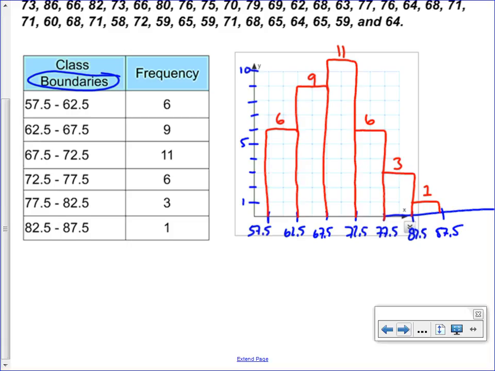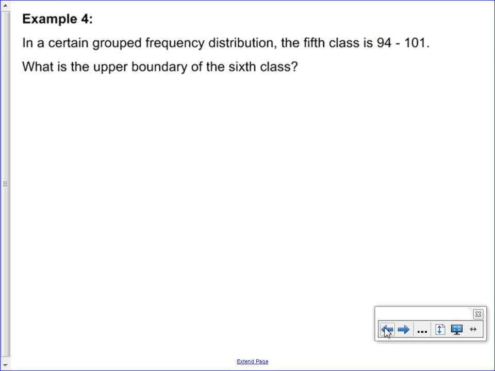Okay. Here we go. So 4 is kind of the same thing as the limits one, but this one is a boundary. It asks for the upper boundary of the 6th class. So you have to add or subtract 0.5 to it. Right? So the 5th class is 94 to 101. What else do you know? Or what else can you find out?